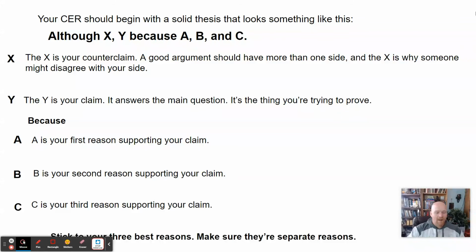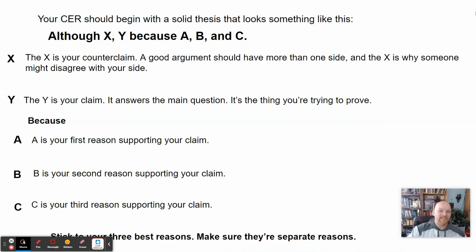So you want to stick with your 3 best reasons. Maybe you have 50 great reasons, but you want to have just your 3 best reasons. And then here's the biggie, make sure they're separate reasons. For an example, maybe the question is what kind of burgers are the best? And your why is Burgerville burgers are the best. And your A reason is because they're delicious. And your B reason is because they taste good.